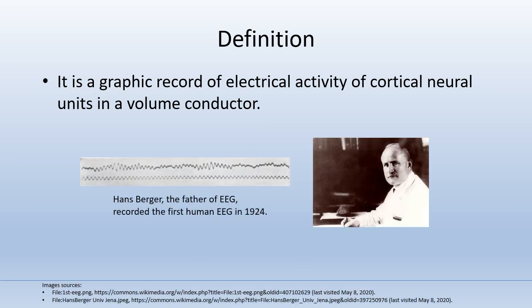In this slide, we are looking at the picture of Mr. Hans Berger. Mr. Hans Berger is said to be the father of modern electroencephalography, and he recorded the first human EEG in 1924. The first recorded EEG is also shown along with.